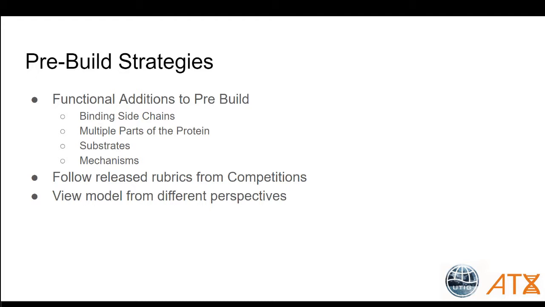Don't include every single side chain, because they usually say in the rubric that if you use every single side chain, they don't give you points. So only model the important ones, the things that directly interact with the substrate.